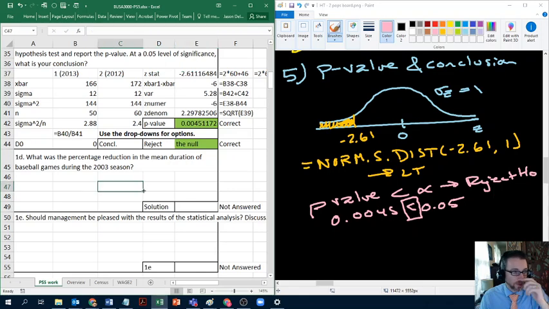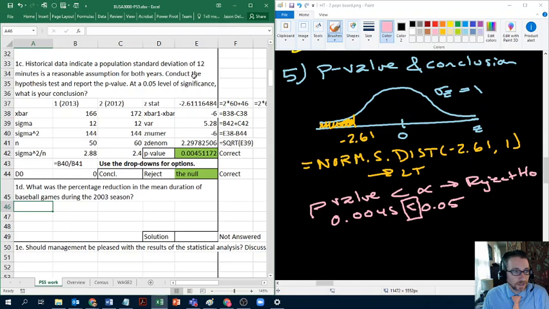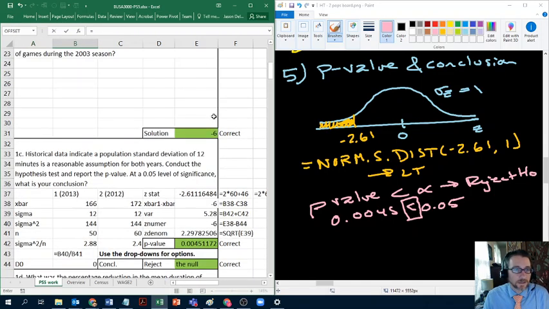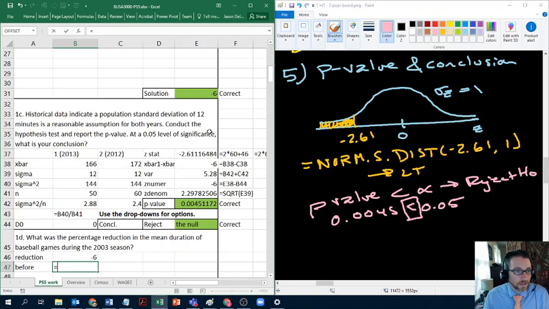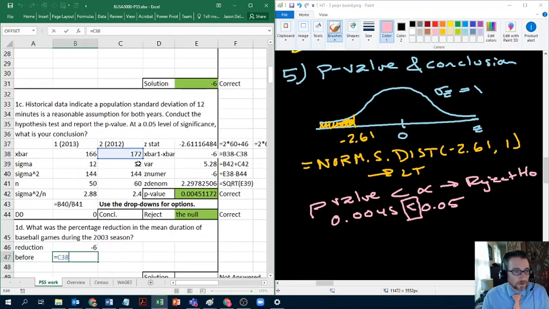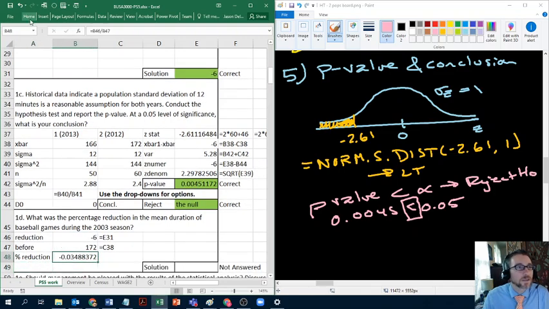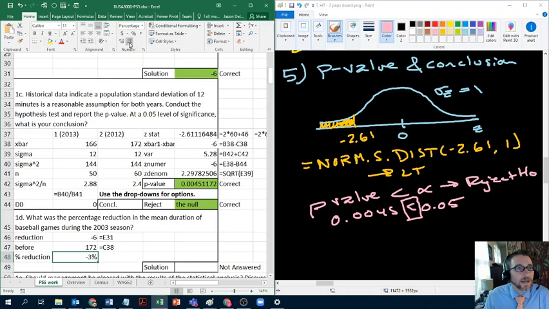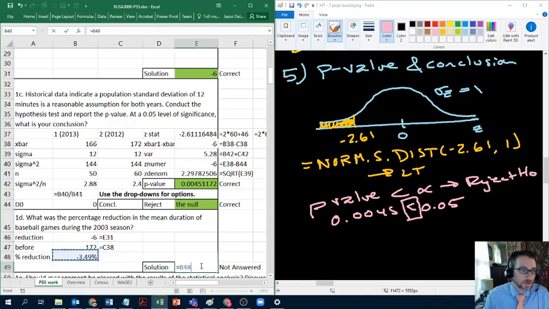What was the percentage reduction in the mean duration of baseball games? Well, usually we divide by before. Let's see if I coded this right. So our reduction is 6, right? And then our before length was 172. So our percent reduction should be negative 6 divided by 172. Let's convert that to a percentage by clicking the little percent button there. I could use a few more decimals in here. There you go, 3.5%.